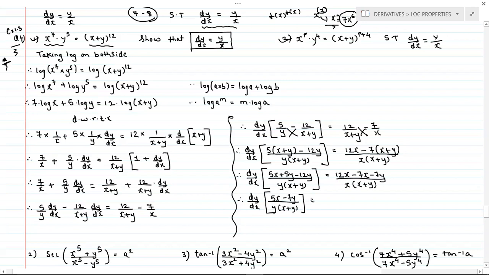On the right hand side also clearly we can see that x and x are the like terms. So 12x minus 7x, here you will get 5x minus 7y upon x plus y. So after this, we'll keep this dy by dx as it is, 5x minus 7y upon x plus y in the bracket. Okay, so this term y times (x plus y) will go up, yes or no? And this 5x minus 7y will come down.